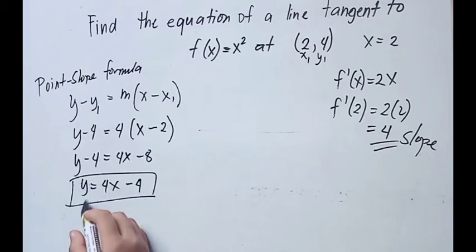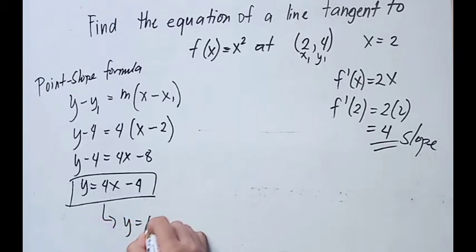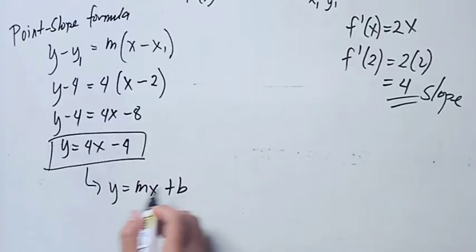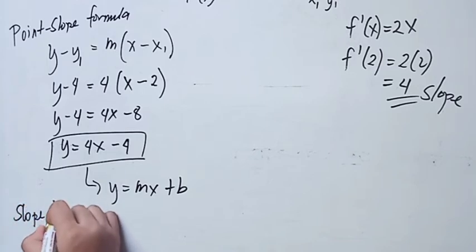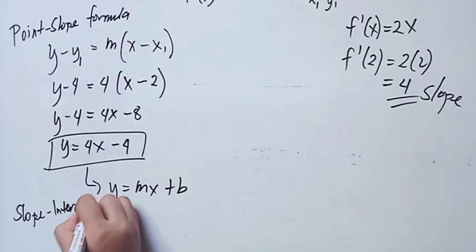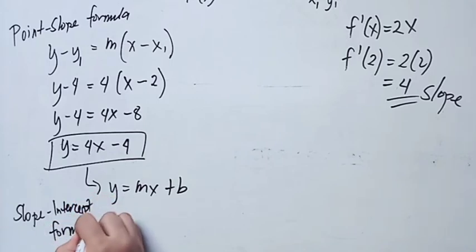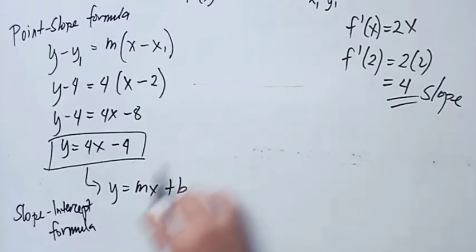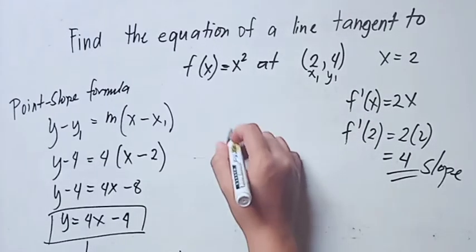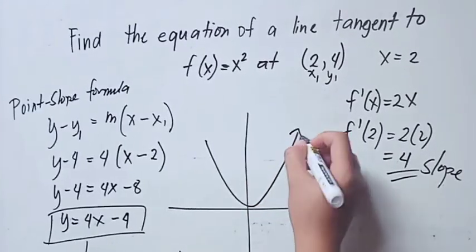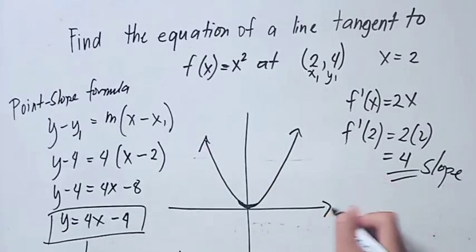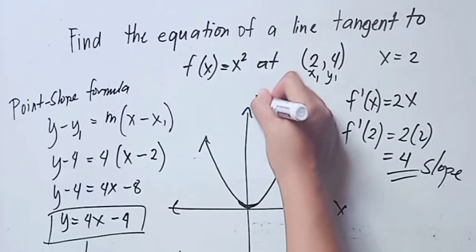And we notice that this is in the form y equals mx plus b, where m is equal to the slope and b is equal to the y-intercept. And we know that y equals mx plus b is what we call the slope-intercept formula. So if we are going to graph this, we know that x squared is a parabola. So if that's a parabola, this is the parabola and this is our x and y-axis.